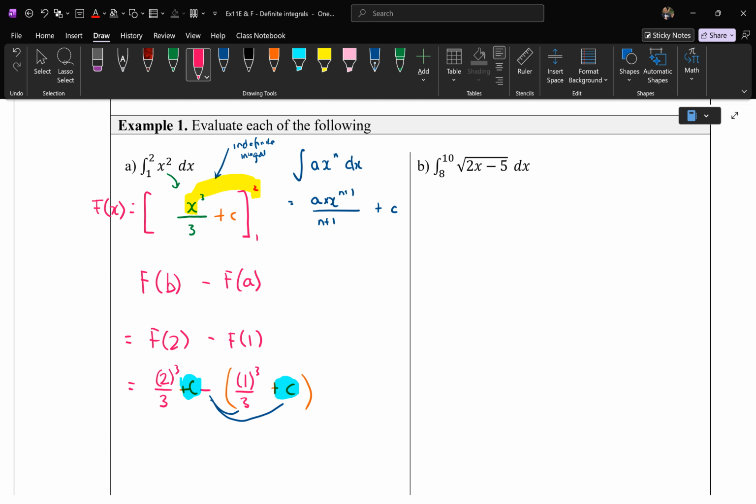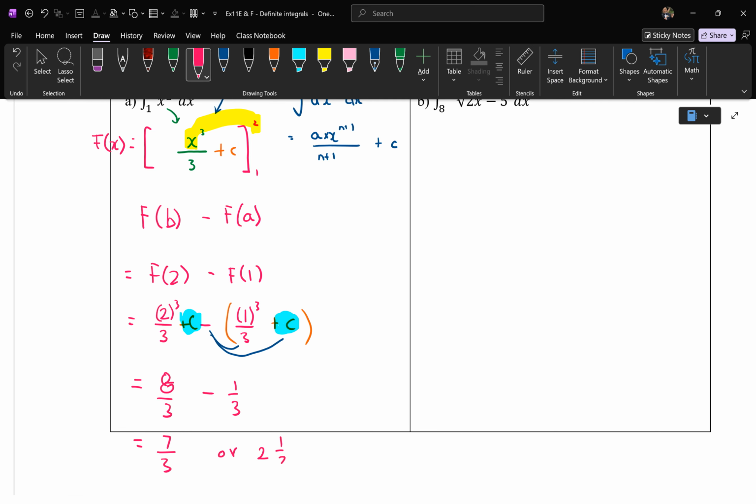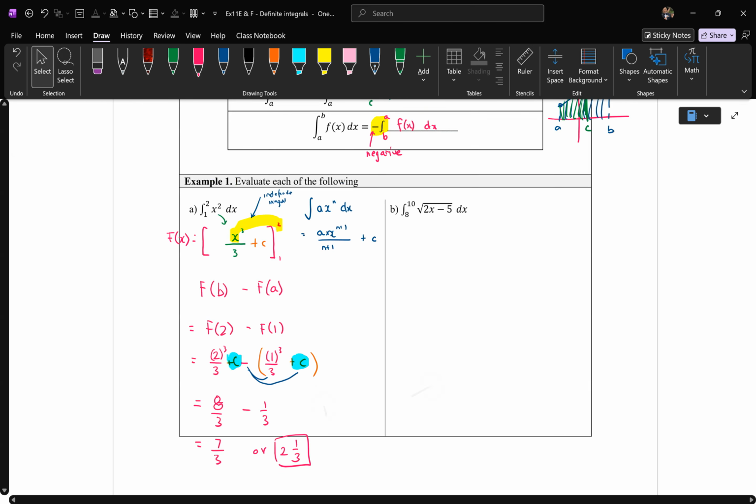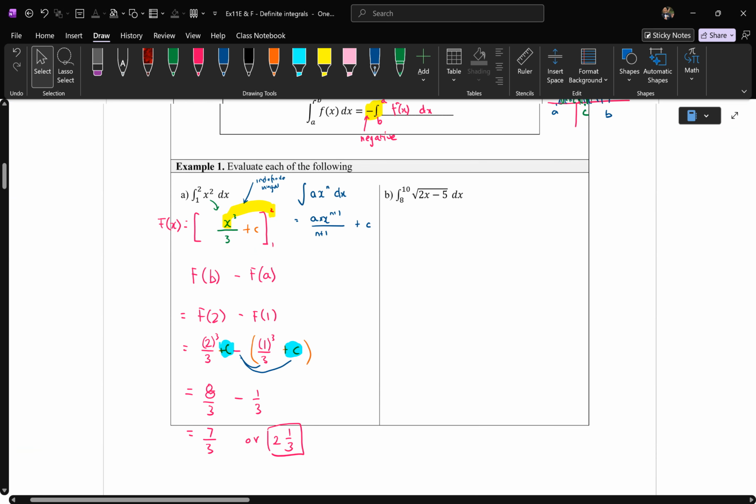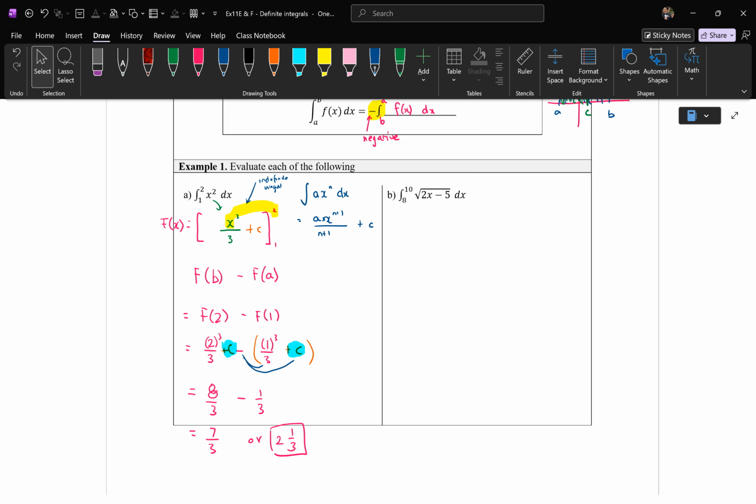So because of that, you technically just end up with 2 cubed, which is 8, on 3 minus 1/3. And you can see here that gives you 7 on 3, or 2 1/3. There we go, and that's the answer. That gives you the area. So they're saying that the area between 1 to 2 of x squared is 2 1/3, or 7/3.